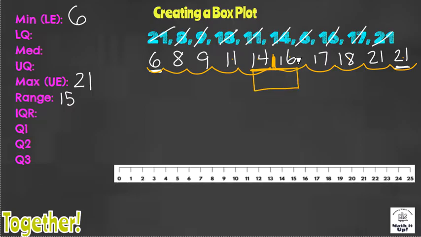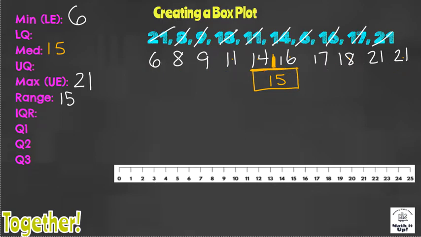So this is easy enough. I don't even have to do the math. What's exactly in the middle of a 14 and a 16? That would be a 15. So my median is 15. Now, to get the two quartiles, that is a different job. So we're going to do that next.